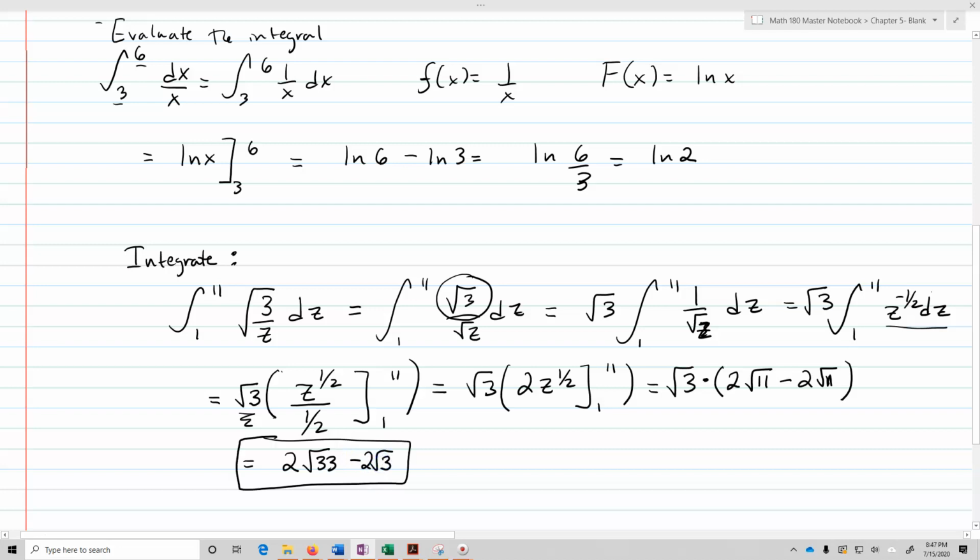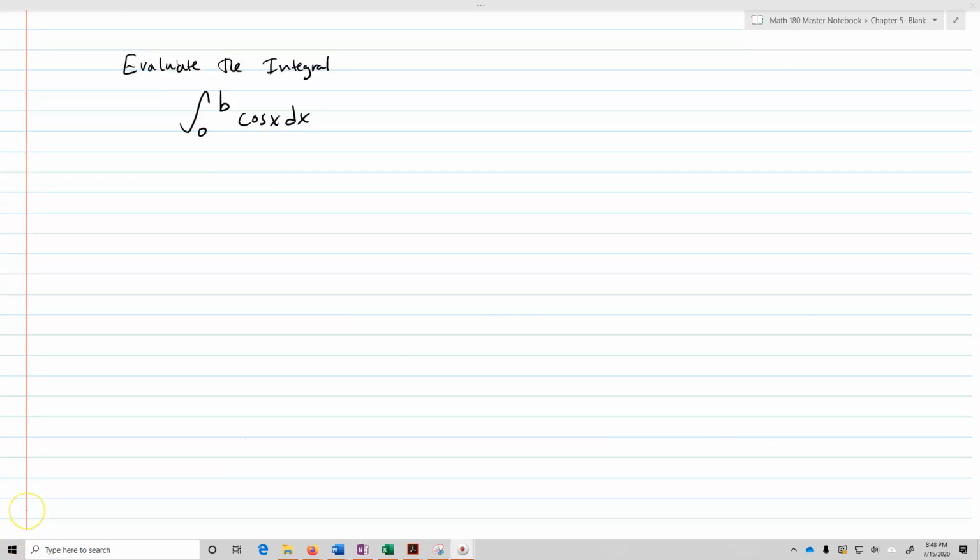So really, the thought process is pretty simple. We're just going to find that antiderivative, and when we find the antiderivative, it allows us to evaluate that antiderivative on the bounds of the integral, and that allows us to figure out what our integral actually is. So let's take a look at this one.